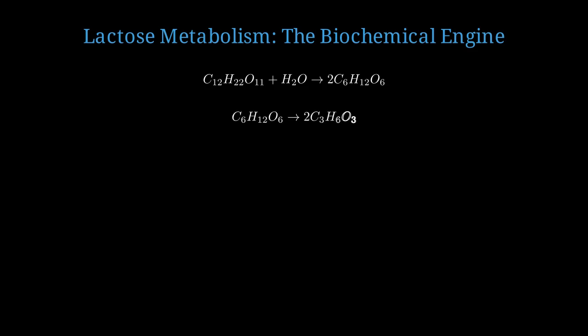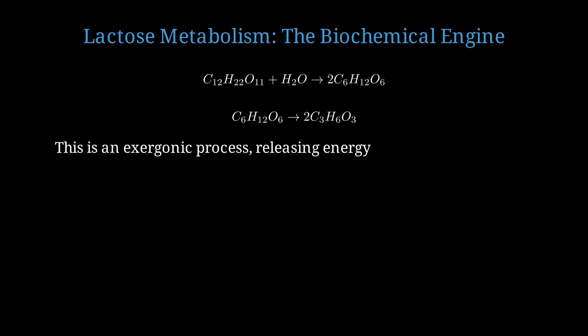Then, through glycolysis and homolactic fermentation, each glucose molecule is converted into two molecules of lactic acid, C3H6O3. This metabolic pathway is exergonic, meaning it releases free energy. The bacteria use this energy for growth and reproduction. But for us, the important product is the lactic acid.